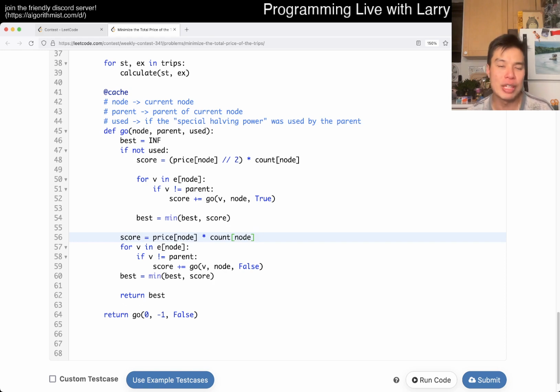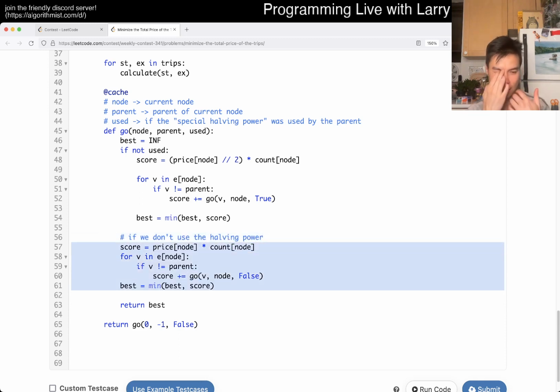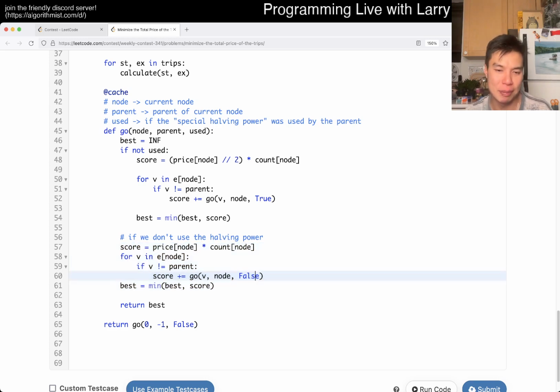Anyway, so if the parent power was used, then either way, either if the parent is used or not used, we can always just not use this. So this is the not used chunk. If we don't use the halving power, then you have this chunk that basically is, you recursively go there to the children, telling them that the parent is not used, and then not use the power, and this is the price, this is the rate that we set, and you sum it all up, and you compare it to the best score.